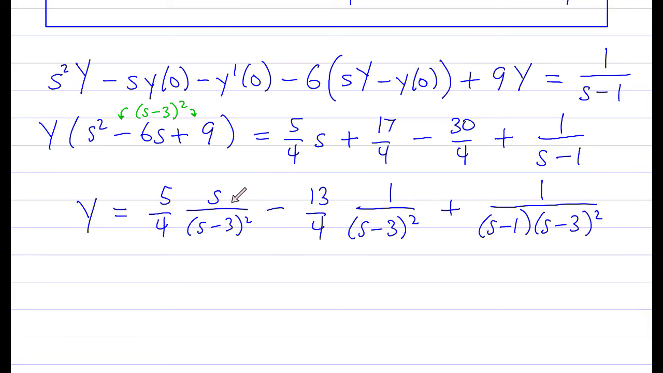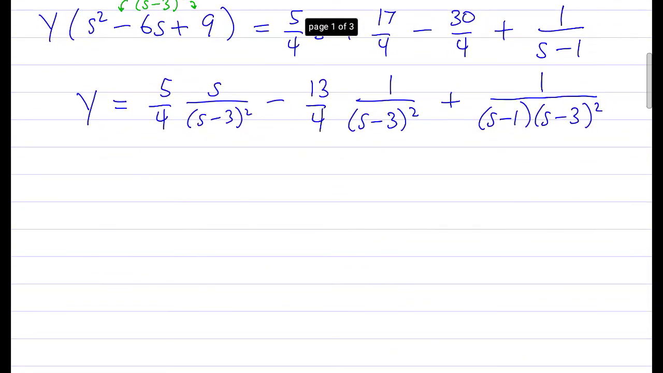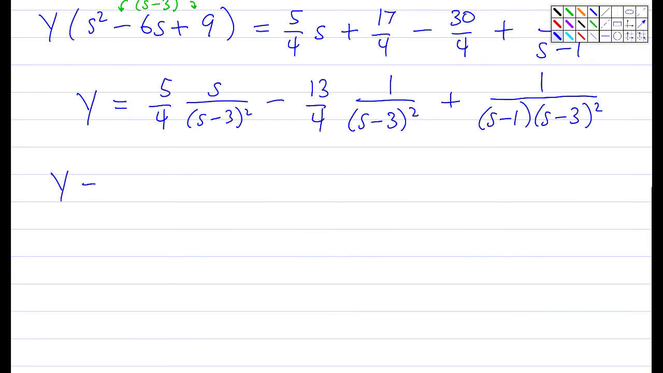This one I'm a little worried about. I don't recognize s over quantity s minus 3 squared as the transform of a function that I know. Okay, and this is possibly a tricky thing. With a little bit of experience, you learn to do certain things. So for example, in this case, I'm going to subtract 3 from s on the top and add 3.